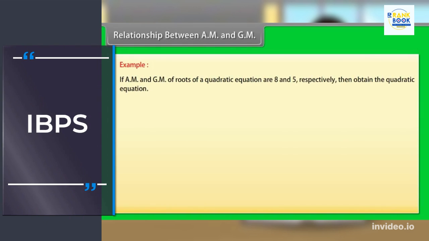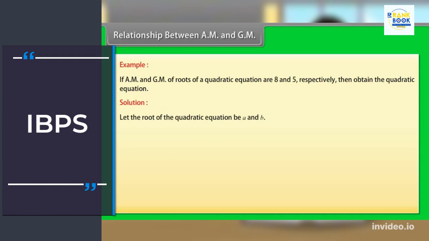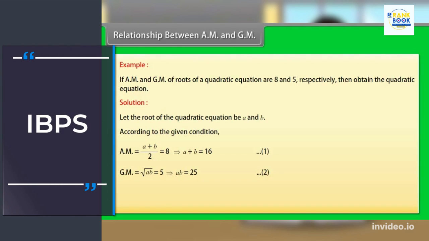Example. If AM and GM of roots of a quadratic equation are 8 and 5 respectively, then obtain the quadratic equation. Solution. Let the roots of the quadratic equation be A and B. According to the given condition, arithmetic mean is equal to A plus B divided by 2 is equal to 8. It implies that A plus B is equal to 16. Let it be equation 1. Geometric mean is equal to square root of AB is equal to 5. It implies AB is equal to 25. Let it be equation 2.